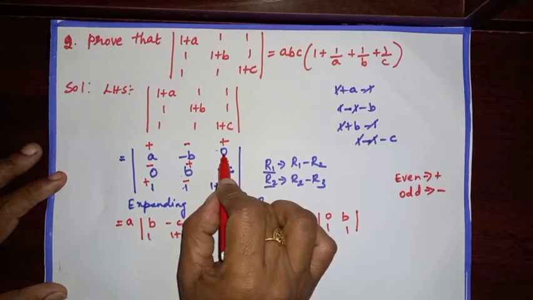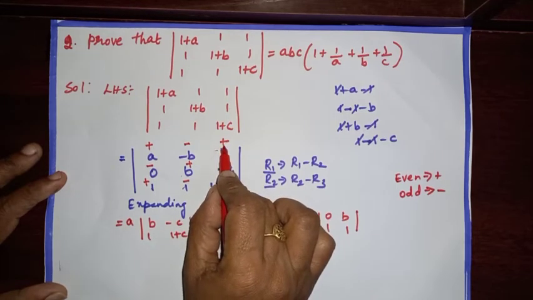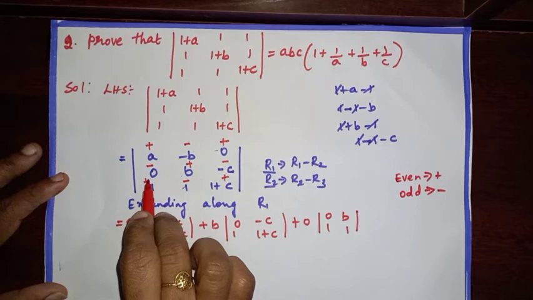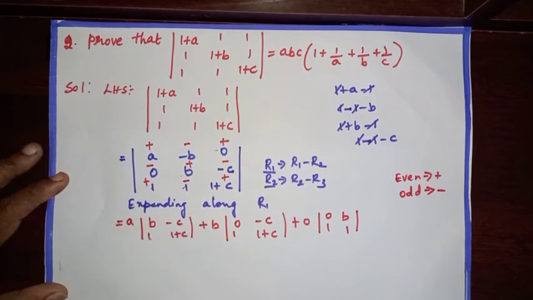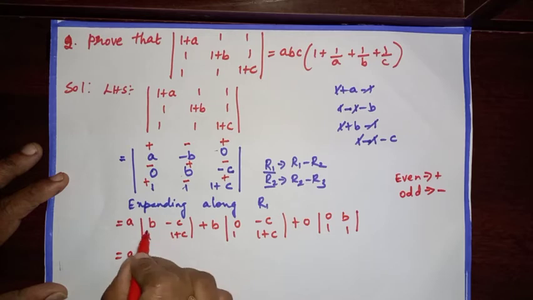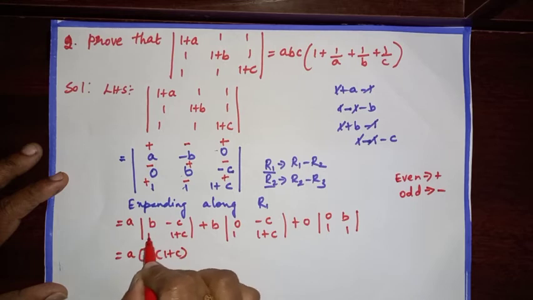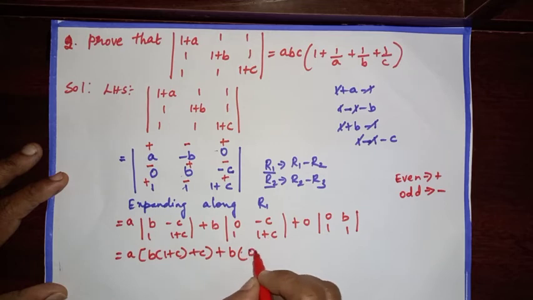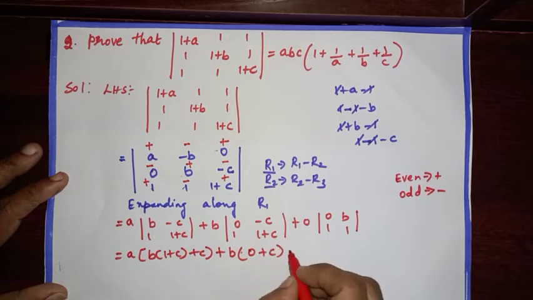Then 0 is in the 1, 3 place, so it is positive. We have to delete the first row and third column. We have the 2 cross 2 submatrix 0, B, 1, 1. Now A, B into 1 plus C, minus C. 1 into minus C is minus C. Minus of minus C is plus. Plus B. 0 into 1 plus C is 0. 1 into minus C is minus C, so minus and minus will become plus C. Plus 0 into the 2 cross 2 matrix is 0.